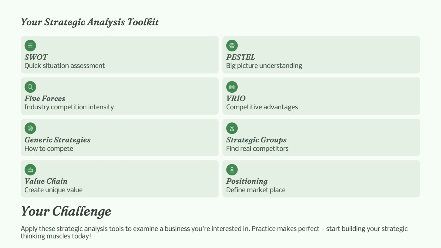Generic strategies give you 3 ways to compete: cost leadership, differentiation, or focus. Strategic groups help you identify your real competitors, and the value chain shows you where to create unique value. Finally, strategic positioning ties it all together by defining your unique place in the market.